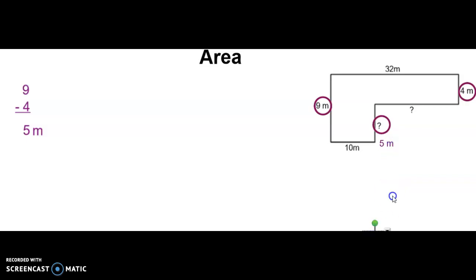Now I'm going to do my other question mark. This one is going horizontal. So I'm going to find the other horizontal lines. I have one here at 10 meters and one up here at 32 meters. So the 32 would be the whole, the 10 would be a part, and I'd try to find the other part. So 32 minus 10 is 22 meters. So this question mark here is 22 meters.